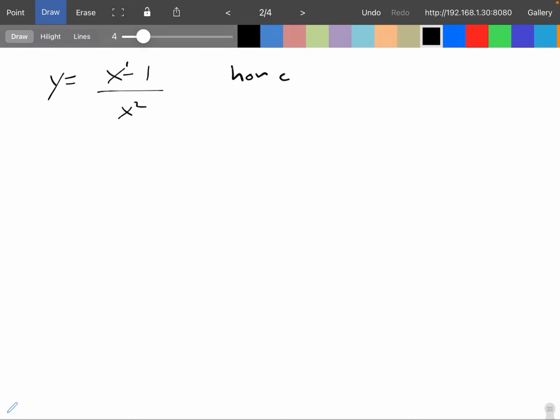So that's what we're going to write down. We're going to write down the horizontal asymptote is y equals 0, which I'll make a note. That is the same thing as the x-axis.